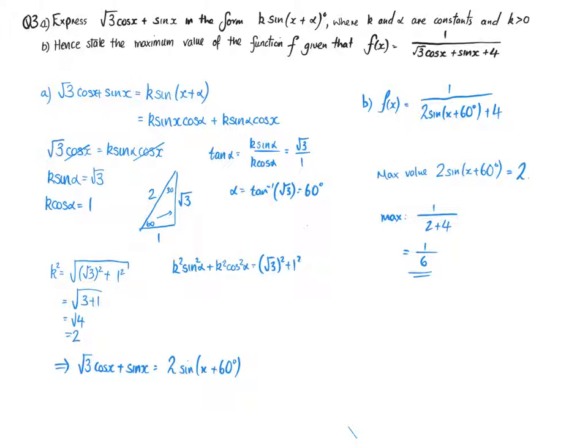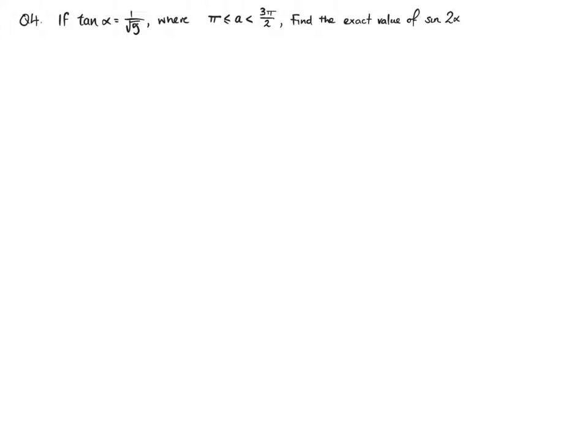That's our answer for our maximum. Right, okay, so on to question 4. Okay, so question 4, we've got if tan alpha is 1 over root 5, where pi is less than or equal to alpha, which is less than 3 pi over 2, find the exact value of sine 2 alpha.